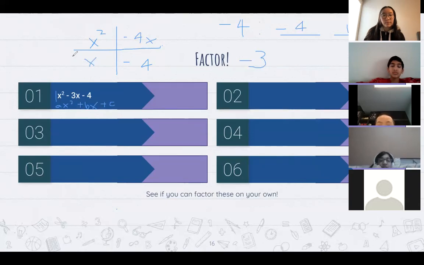And now it's time to find the greatest common factors. Yeah, exactly. So what is the greatest common factor of the top two? X. Okay, and now what about the bottom two?